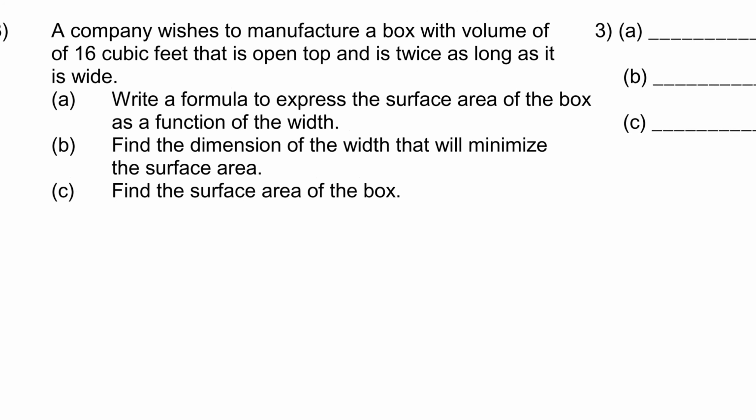A company wishes to manufacture a box with a volume of 16 cubic feet that is open top and twice as long as it is wide. So we're going to do a couple things. Write a formula to express the surface area of the box as a function of width. Find the dimensions of the width that will minimize surface area, and find the surface area of the box. Oh my gosh, so much to do.